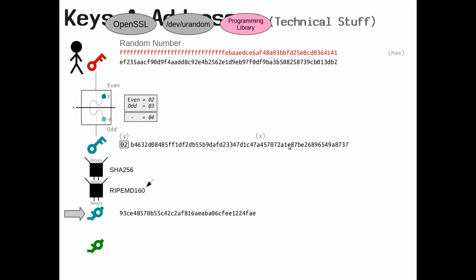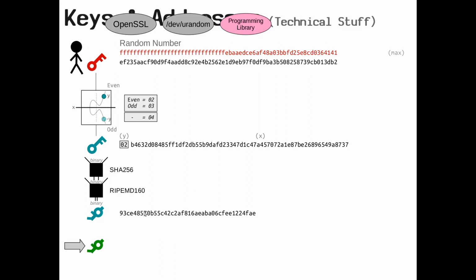You might notice that this result, this digest, is a bit smaller than these 32-byte public keys. That's because SHA-256 produces 256-bit results, which is 32 bytes, but RIPEMD-160 produces smaller results, 160-bit digests, which is 20 bytes. So that's why it's a bit smaller, like so.